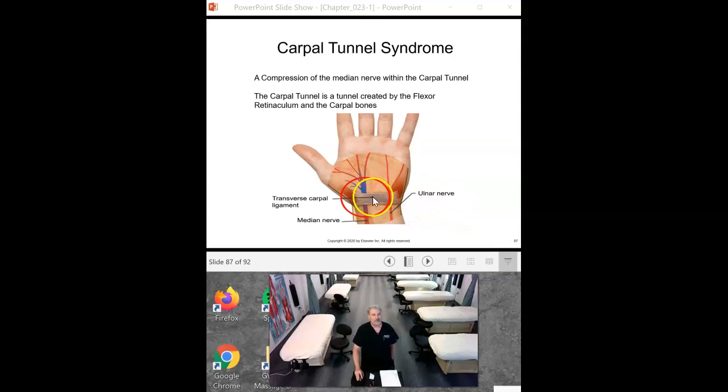The reason some surgeries will actually cut this or clean out under the tunnel, and the problem with that is you usually get scar tissue and it comes back again. Also, this median nerve and this ulnar nerve could be pinched further up the arm. And I really hope they eliminate that possibility before they cut into somebody.